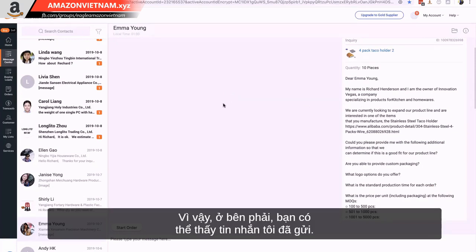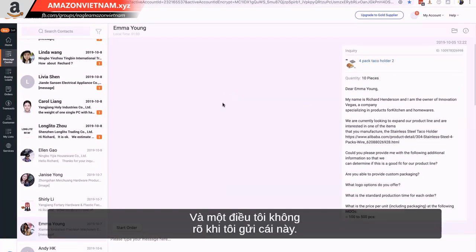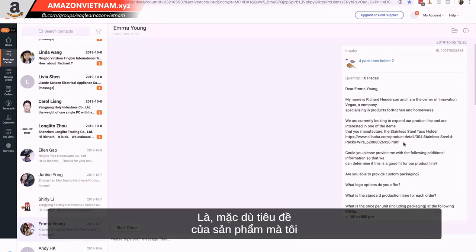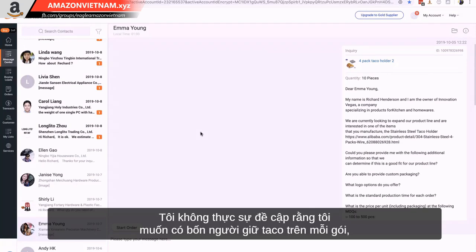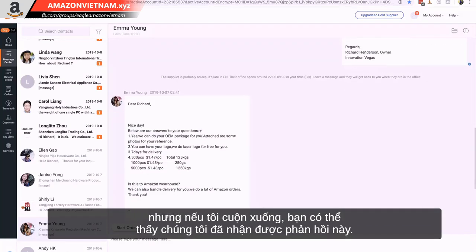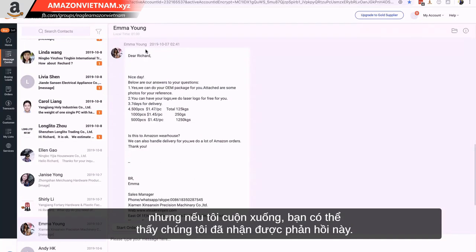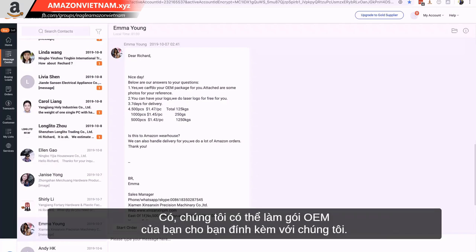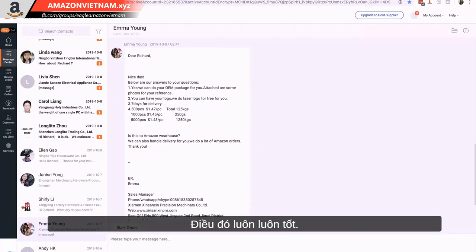So on the right, you can see the message I sent. And one thing I wasn't clear about when I sent this was although the title of the product that I was showing them had 4 packs in it, I didn't actually mention that I wanted 4 taco holders per package. But if I scroll down, you can see we got this response from Emery Young. And it says, nice day, below are answers to your questions. Yes, we can do your OEM package for you. Attached are some photos. That's always good.